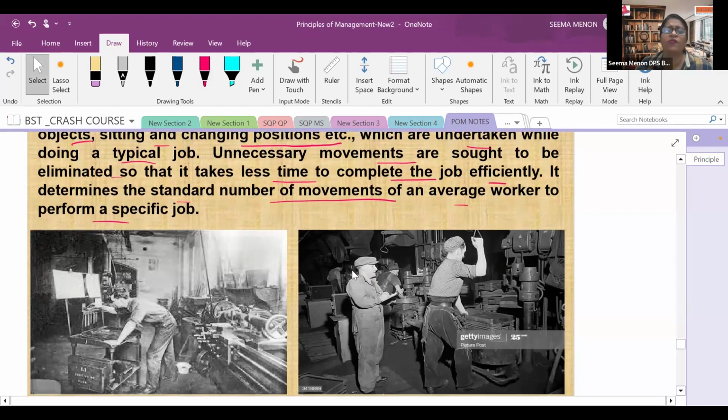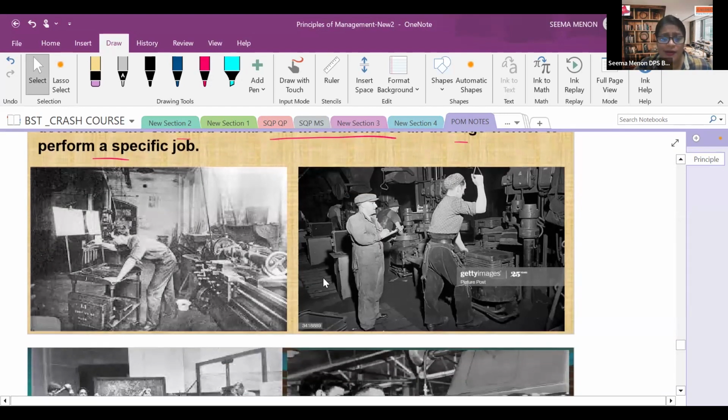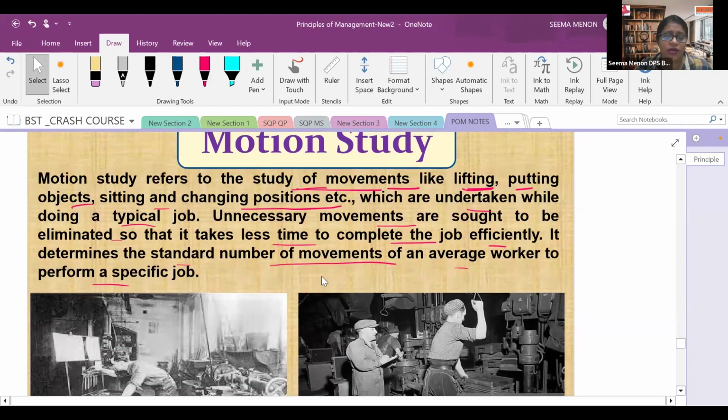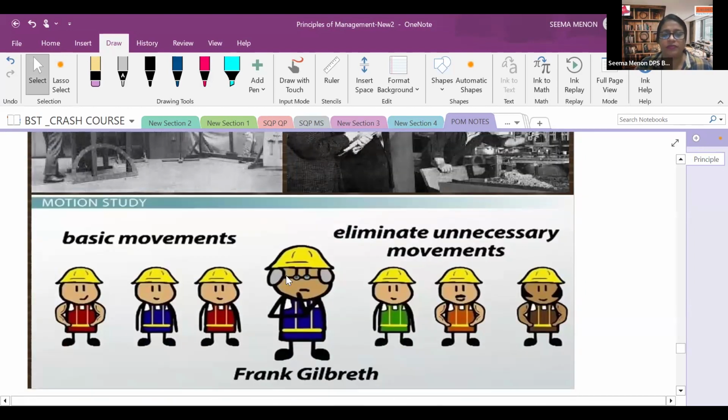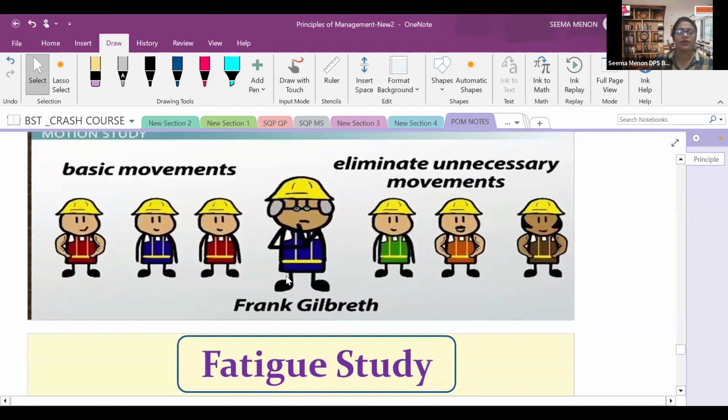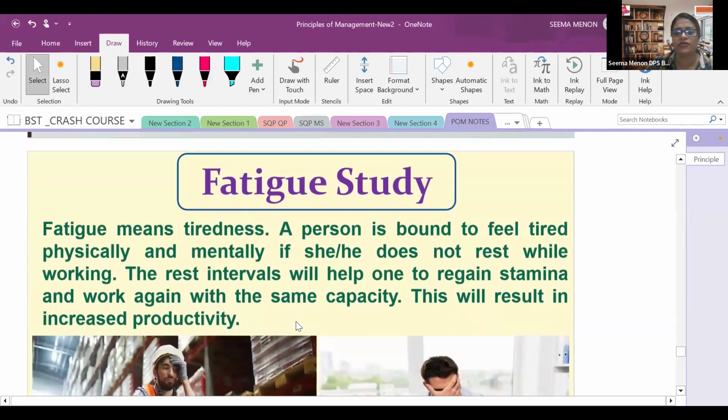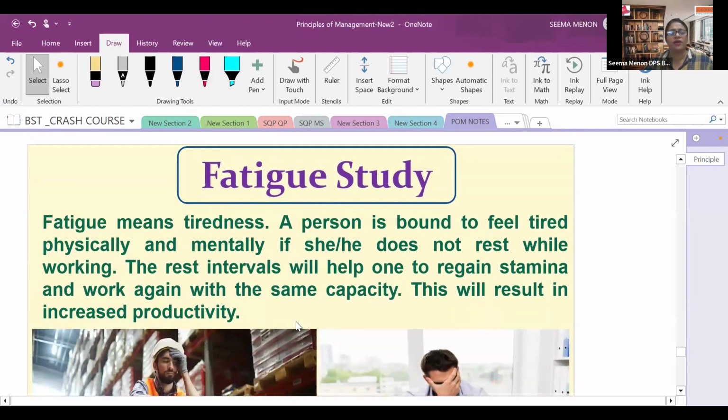So from this, we will be able to understand what is the standard number of movements. Every now and then we are moving from one place to another place. Definitely that is going to waste the time. Wastage of the time is wastage of cost, and that much delay in completion of the work. So here it is coming, basic movement. That is why Frank Gilbreth said that always remove unnecessary movement.